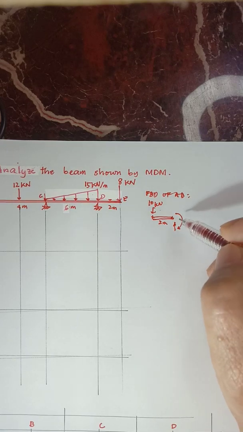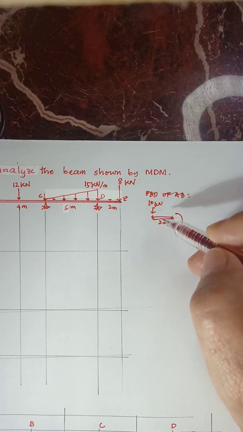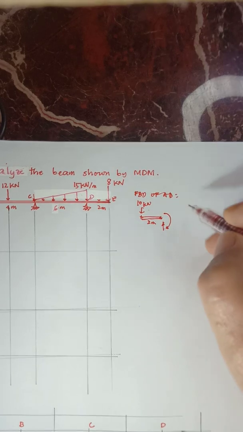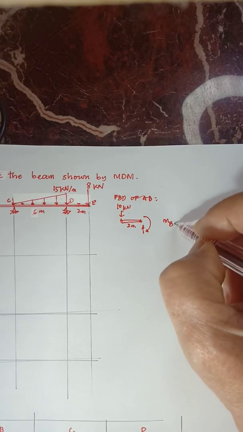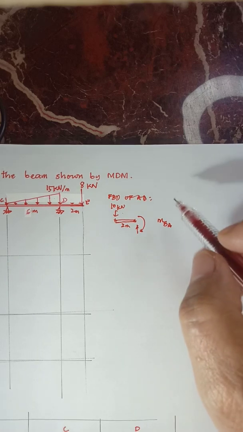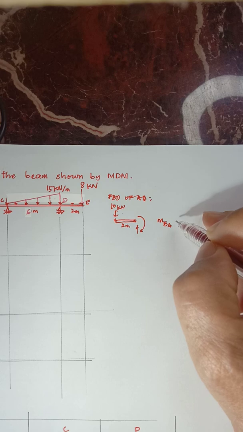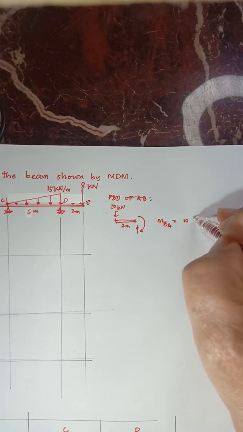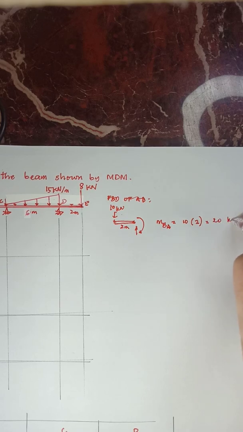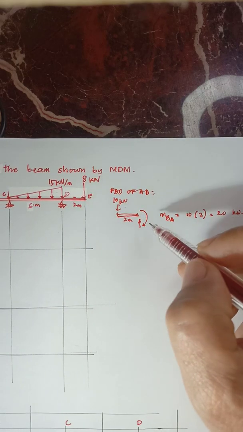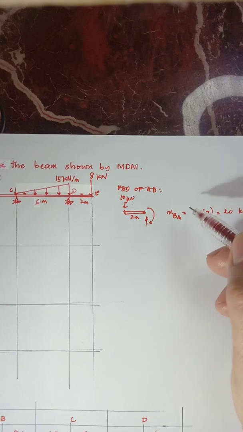So the direction of the moment is to counteract the moment produced by 10 kilonewtons, which is counterclockwise. So you can determine immediately the moment MBA. MAB, since it is an overhanging end, has no moment. So MBA is equal to 10 times 2, which is equal to 20 kilonewton meter. Now, since the direction of MBA is clockwise, it is positive.